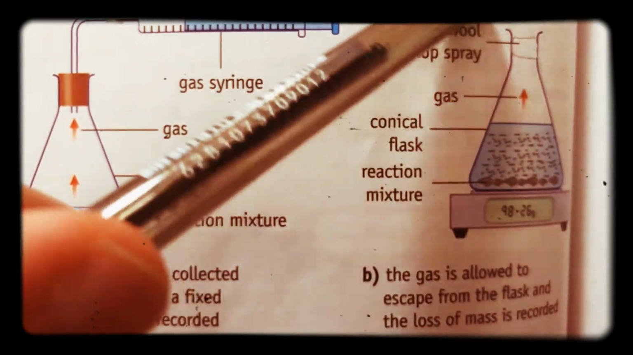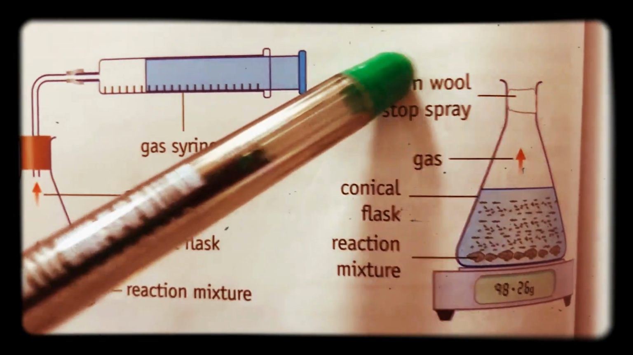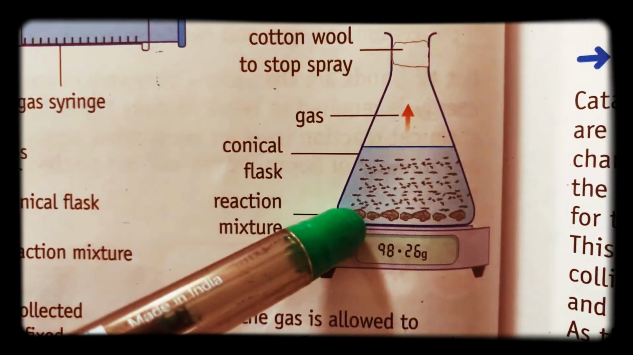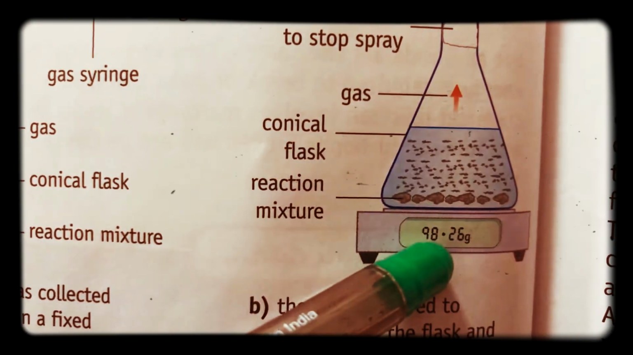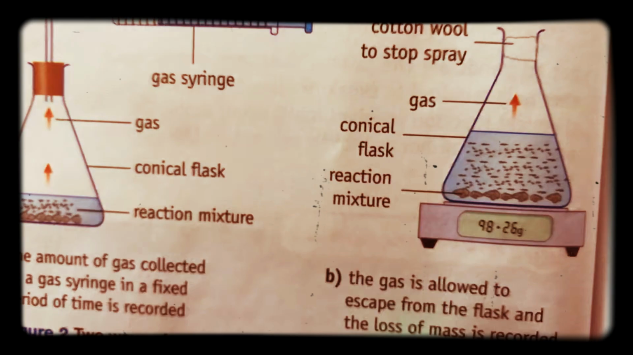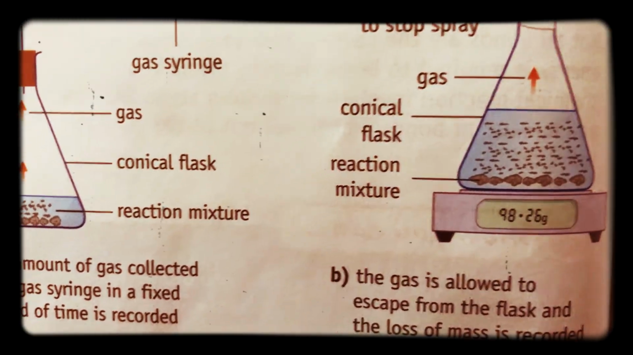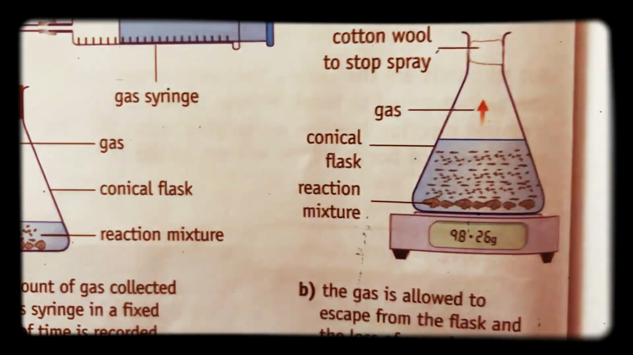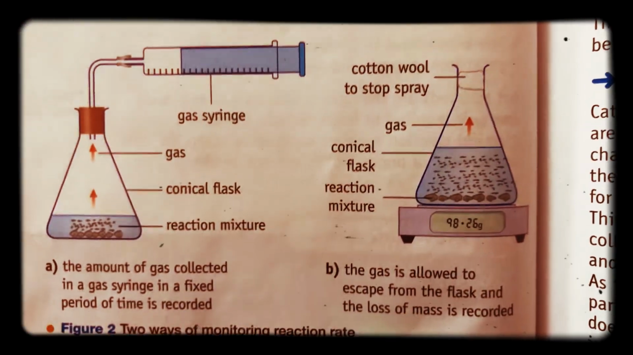So the gas can actually escape through this apparatus over here, because this is a cotton wool to stop the spray and stop the escape of liquid, but the gas can escape through the cotton wool, and in this conical flask, a reaction mixture, you'll actually find that you have a decrease in mass because gases have mass. A lot of people don't realize that, but it is true. If you blew up a balloon, it would actually weigh more than the empty balloon. If you don't believe me, try it with a set of kitchen scales that are very sensitive.